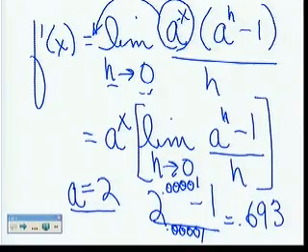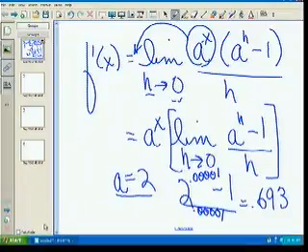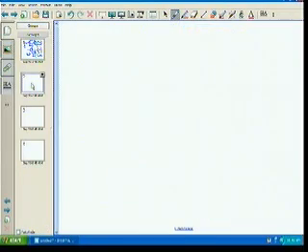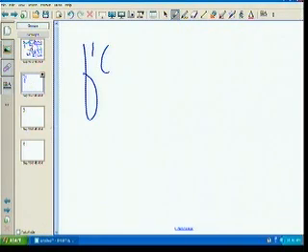when you plug in 2, you get this value, .693. .693 is an approximation for the natural log of 2. So we've got this derivative when a was equal to 2.